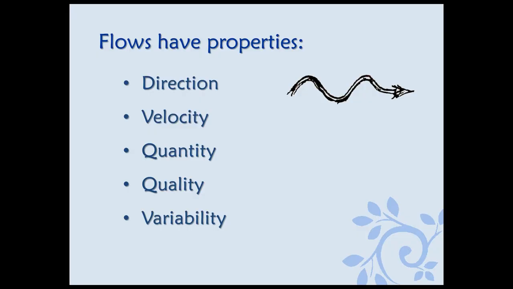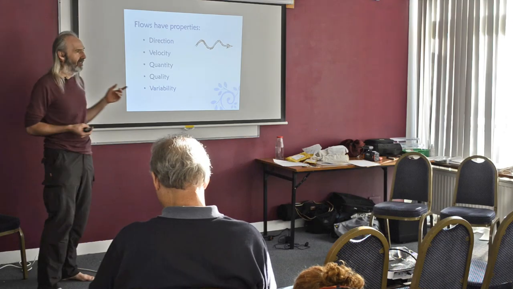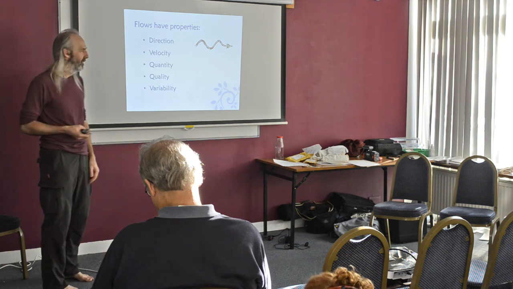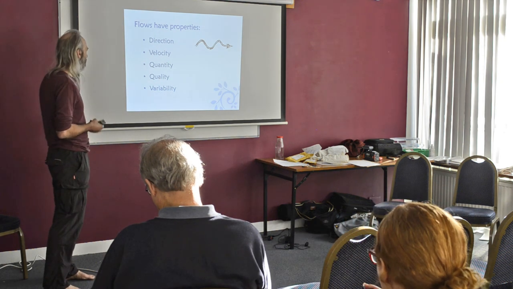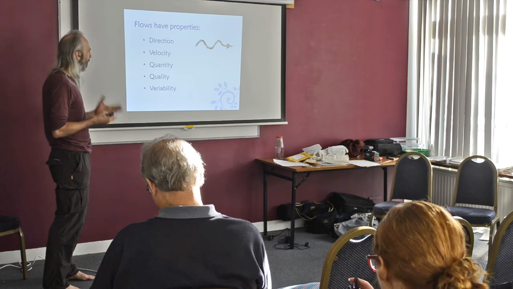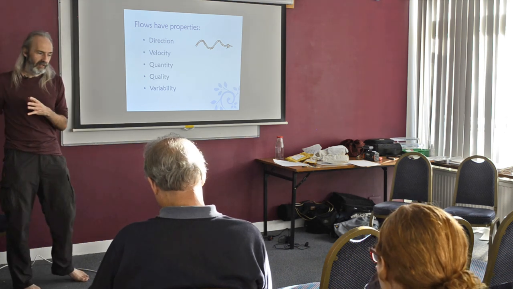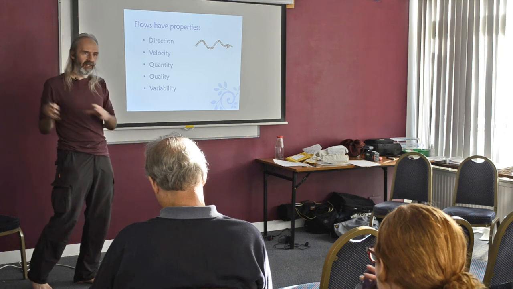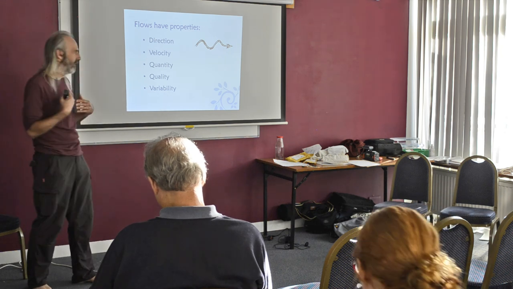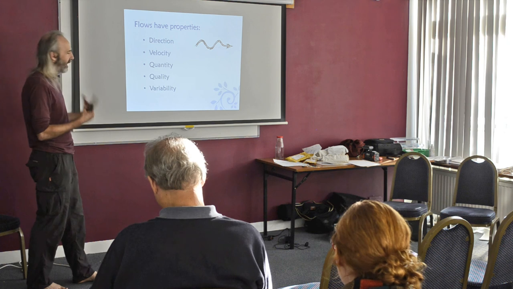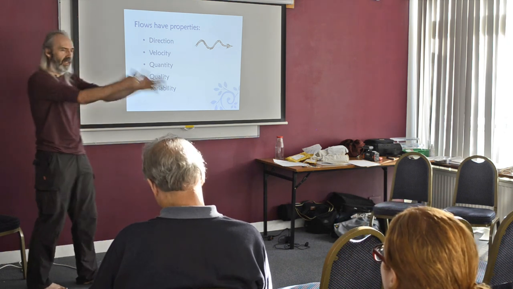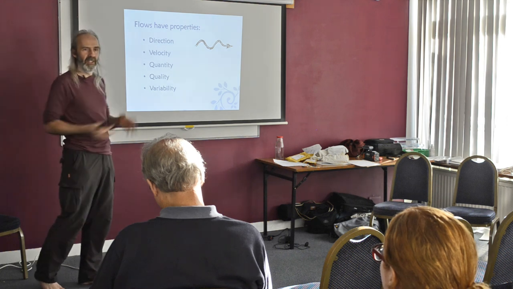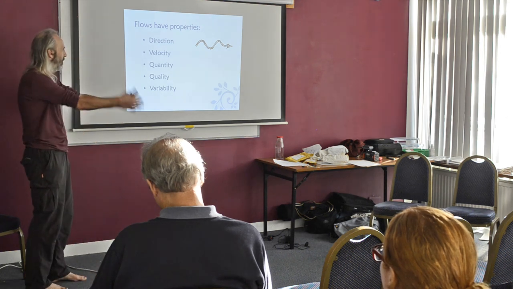So if we look at these different parts of this thing, they all have different properties. So a flow has direction, it's going a particular way, in three dimensions, of course. It has speed or velocity. There's a certain quantity of that flow. And we're talking about not just the things that are carrying the flows, like the wind and the water, but also the things that they carry, like nutrients, detritus. So wind might blow leaves into your garden and there's some nutrients coming with that.